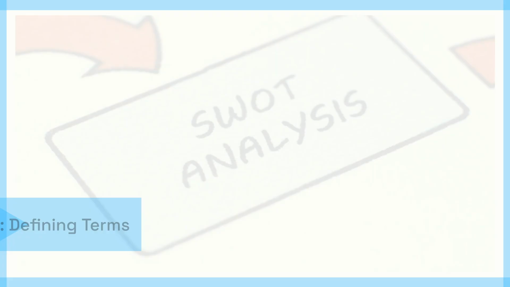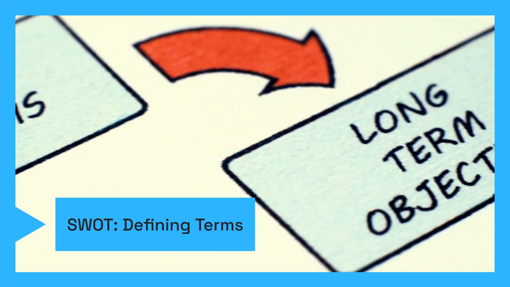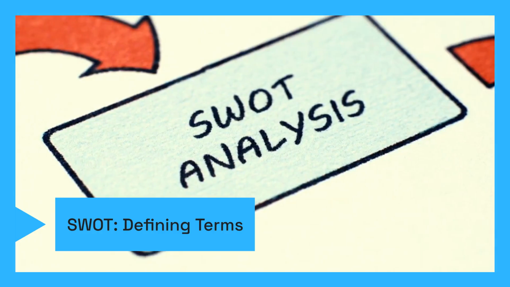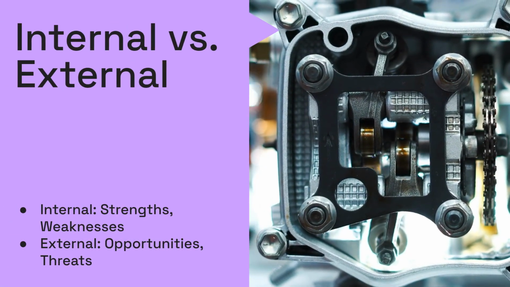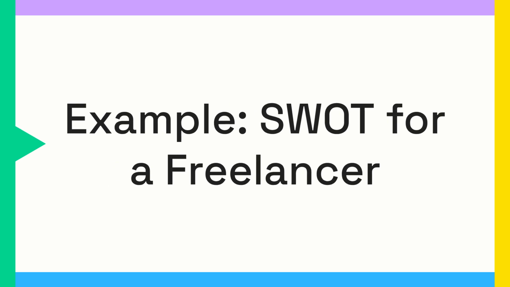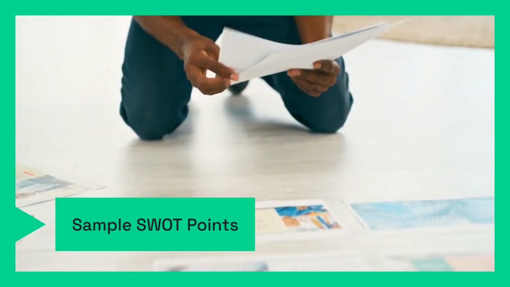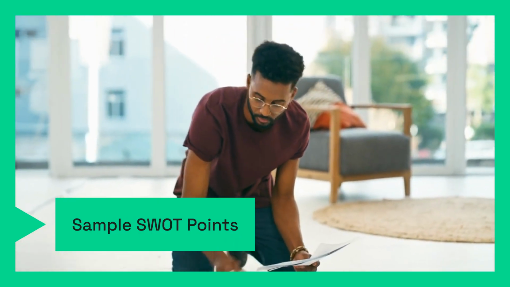Let's break it down. S for strengths, W for weaknesses, O for opportunities, and T for threats. Simple, right? Strengths and weaknesses are internal factors, while opportunities and threats are external. Let's consider a practical example, a SWOT analysis for a freelance designer. We'll review sample strengths, weaknesses, opportunities, and threats in this scenario.